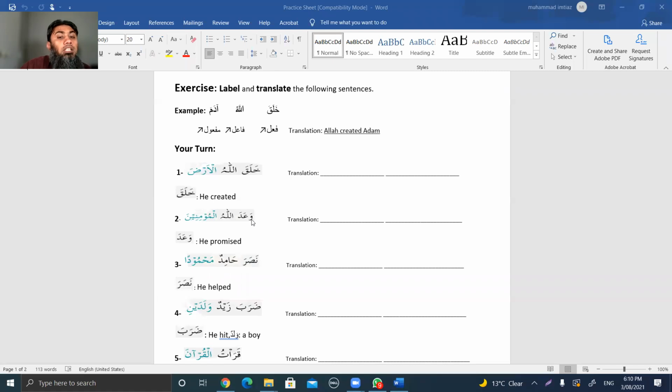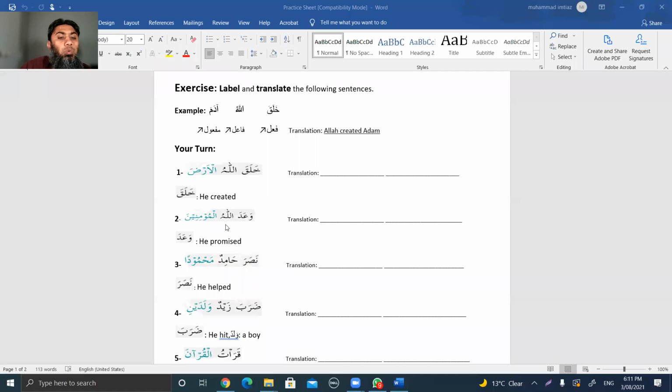So it will be jumlatul fi'liya or verbal sentence. Why? Because it is starting with the fail. And wa'ada means to make a promise. Because wa'ada is fail madi, he promised. Where is he? He is the built-in pronoun inside of wa'ada, and wa'ada is number 1 in the madi chart.